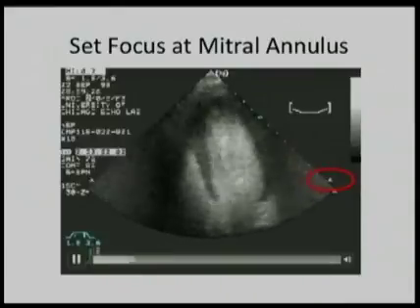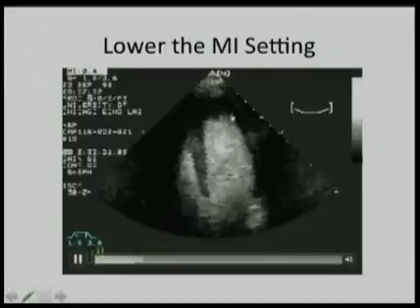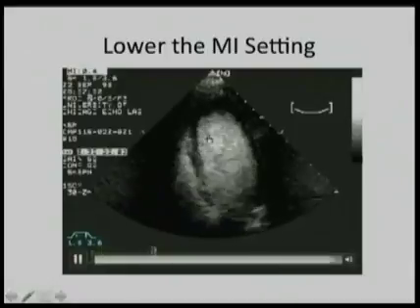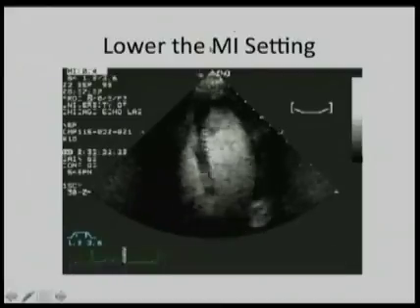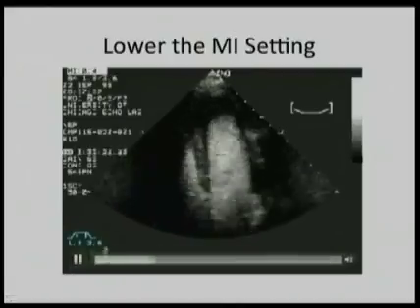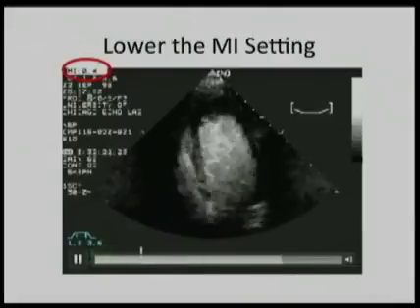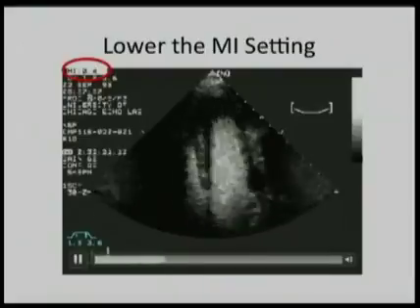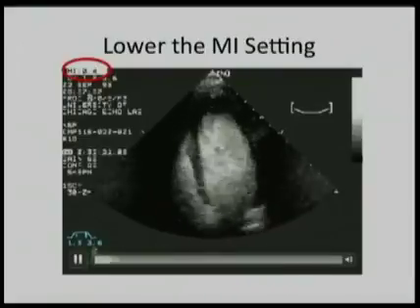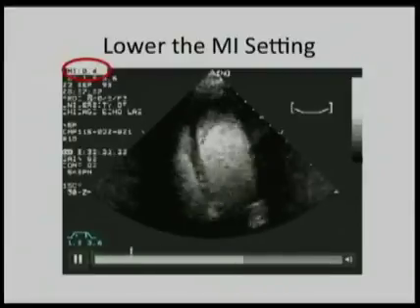On the other hand, if you're trying to not destroy the bubbles at the apex so that you can see the apex, you want to set your focus there and you want to lower the MI setting. And so in this example, notice the MI is lowered to 0.4, where it would normally come up at something like 1.2 on this machine. So a small thing to remember, but paying attention to those little details makes all the difference in the world in getting beautiful pictures. Let me show you some case examples.